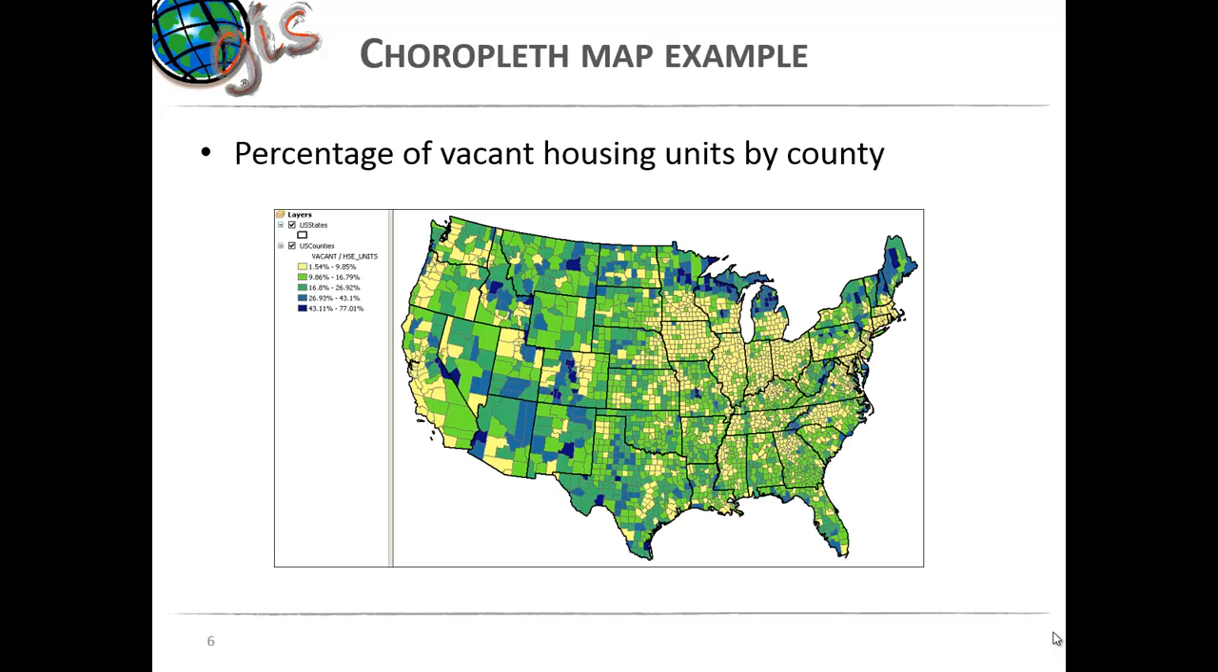This is a good example. This map is for the entire US, a map of US counties, showing percentage of vacant housing units by county. So this is an excellent example of a thematic map or a choropleth map. Now you get the idea. It's fairly simple. These are polygons. This is vector data again.